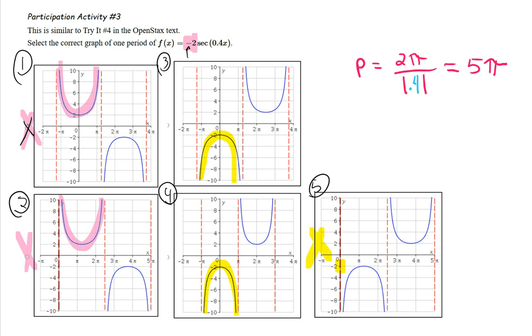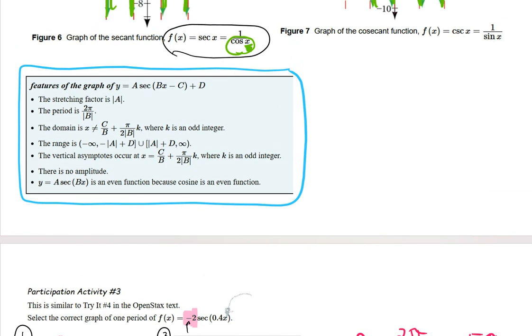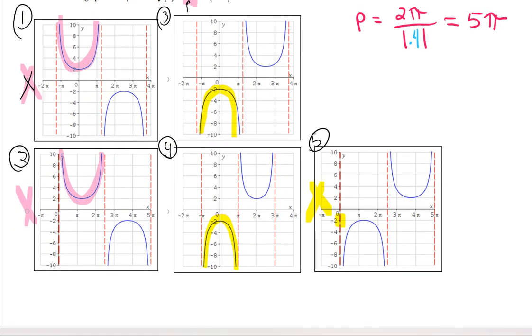They've shifted that to the right. The only time that it would shift to the right is if you had some more in here. Like, what's the function say up here? That would be the bx minus c. You'd have to have a minus c in there to get it to shift to the right, and we don't have that in this function, so it can't be 5. 5 is out also. Okay, so I've narrowed it down to 3 and 4.